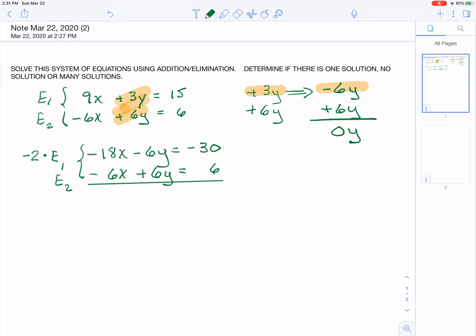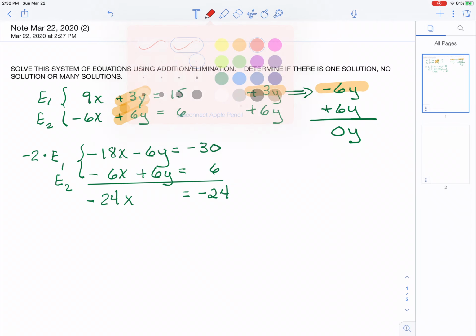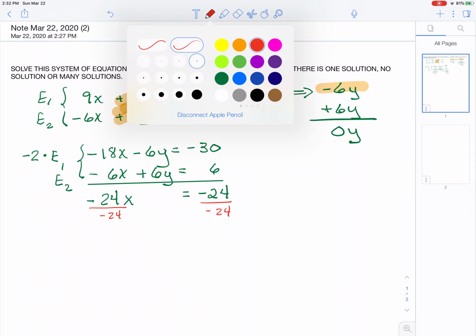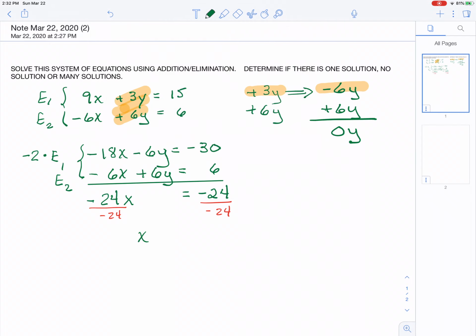So as I add down the x column, I get negative 24x. Adding down the y column, just as I had hoped, I got a 0y, and I'm just going to leave that spot vacant. And adding down the constant column, I get negative 24. So dividing each side by negative 24 in order to isolate the variable x, I have x equals positive 1.